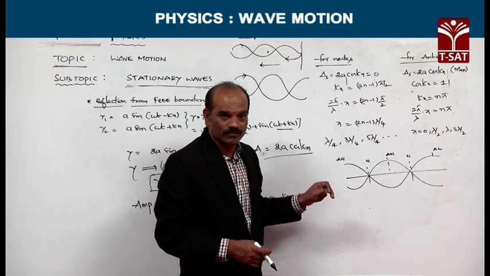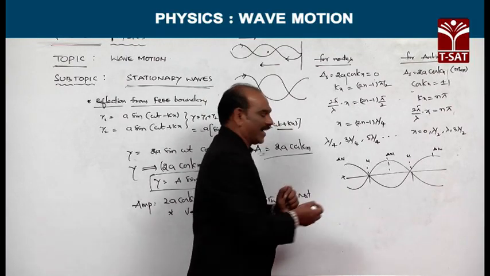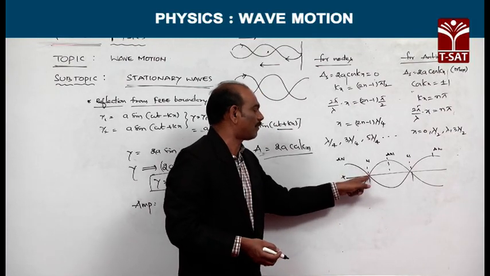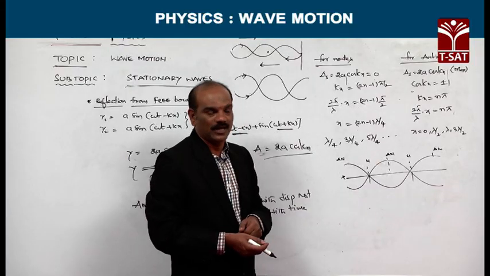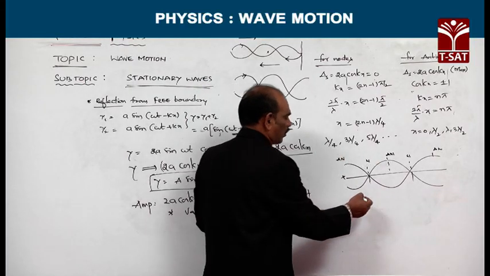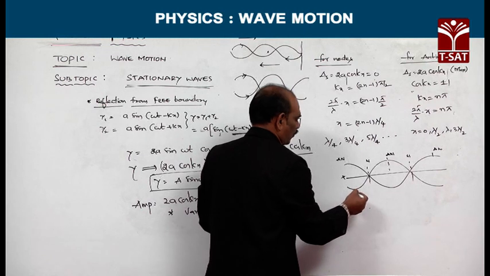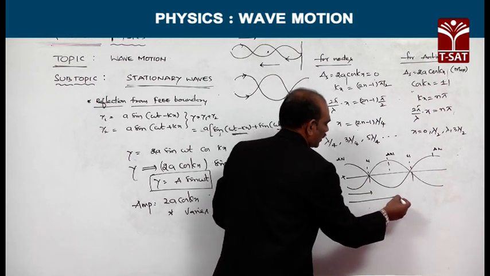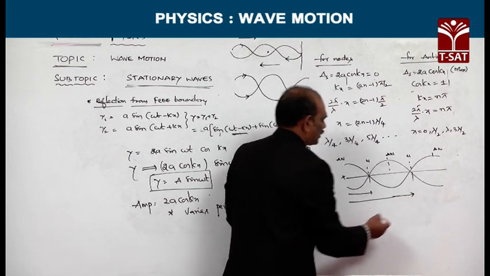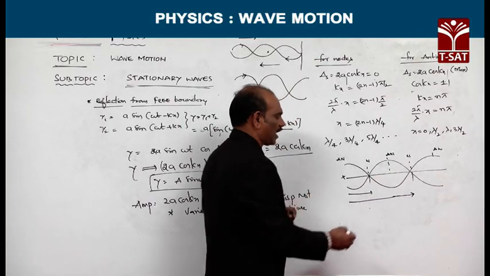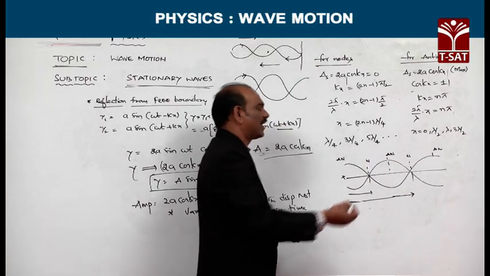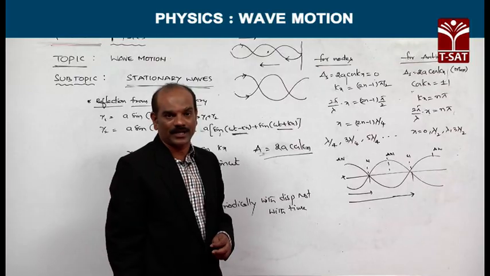That means from the initial point, at a distance of lambda by 4, a node is obtained. Then at 3 lambda by 4, and again one more at 5 lambda by 4, nodes are obtained.